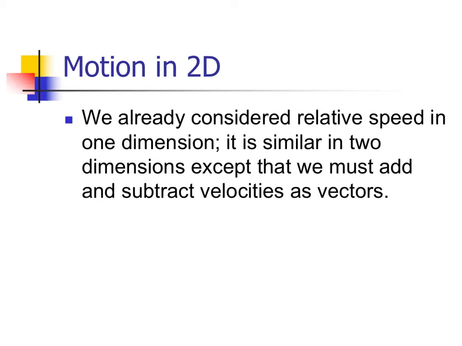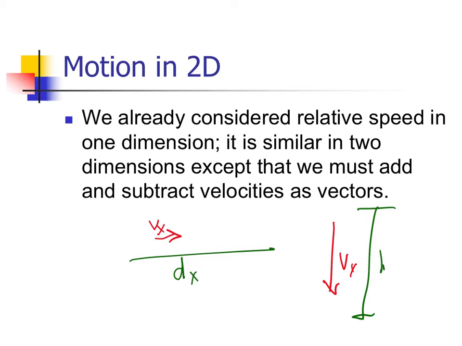So, we've already considered relative speed in one dimension. That's that most of the time we have been dealing with distance in the x direction, and therefore velocity in the x direction. We've also taken into account velocity in the y direction for objects that have heights. But now see, height can also be written as displacement in the y direction.